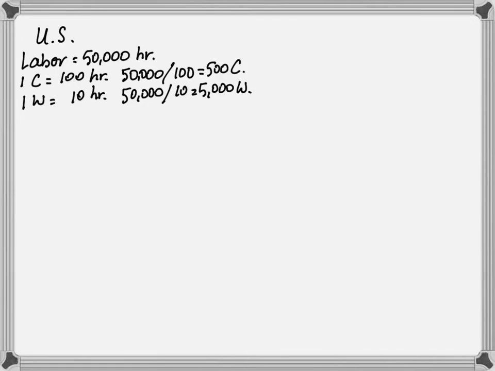Let's assume the United States has 50,000 labor hours. And in the United States, one computer can be produced using 100 labor hours. That means using all 50,000 labor hours, the United States can produce 500 computers. Also, in the United States, 1 ton of wheat can be produced using 10 labor hours, and using all 50,000 labor hours, the United States can produce 5,000 tons of wheat.